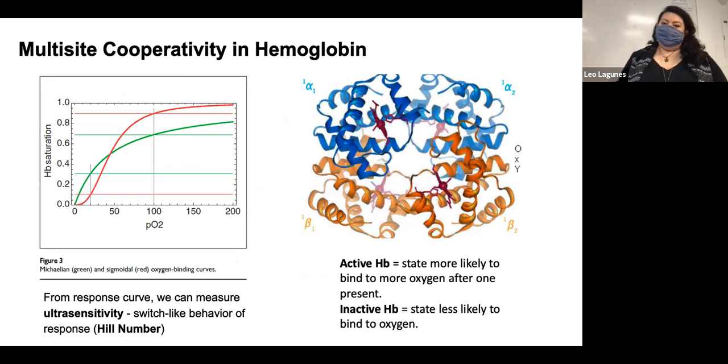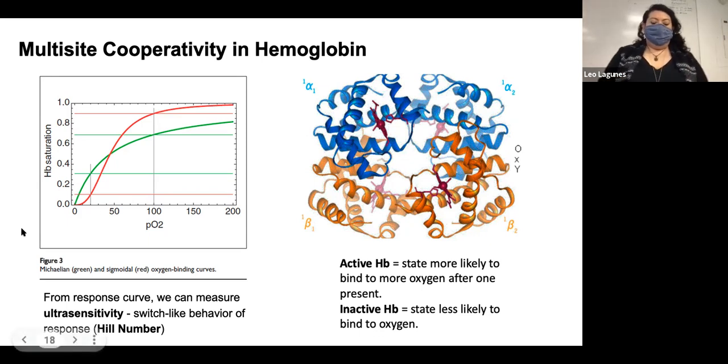Hemoglobin is the classic example when people talk about cooperativity. Hemoglobin exists in 2 states, either it's active or it's inactive. The active state is the one that's more likely to bind to oxygen once the first one has been bound. The inactive state is in a tense state, and it's less likely to bind to oxygen at any one of the subunits. Again, hemoglobin is made up of 4 subunits, 2 alphas and 2 betas. And that makes up hemoglobin.